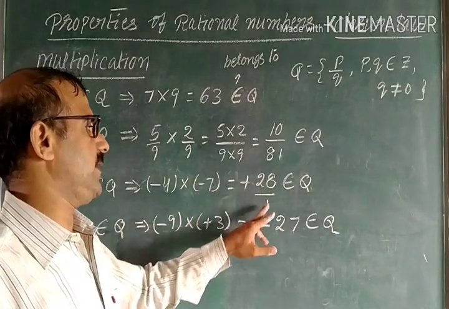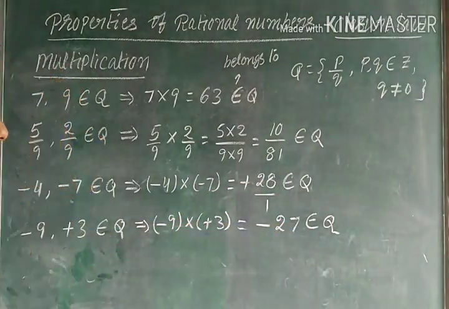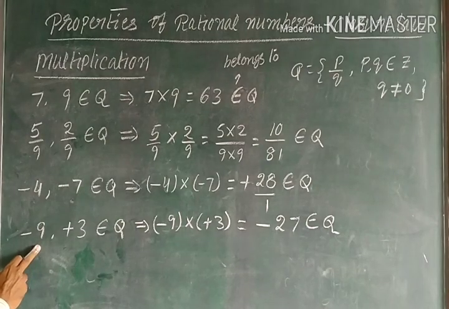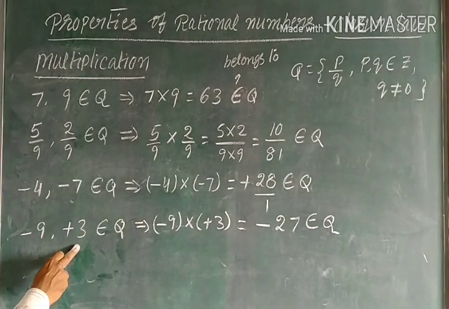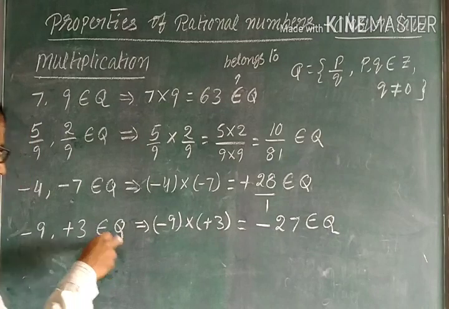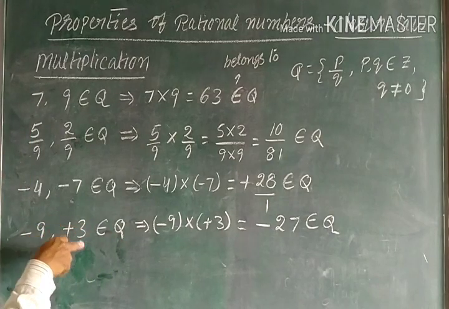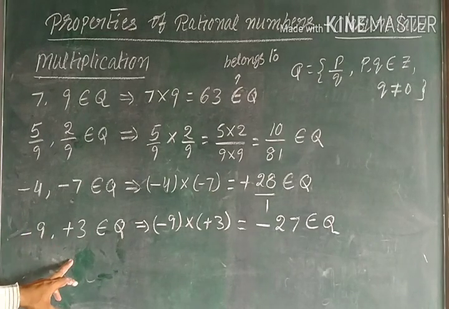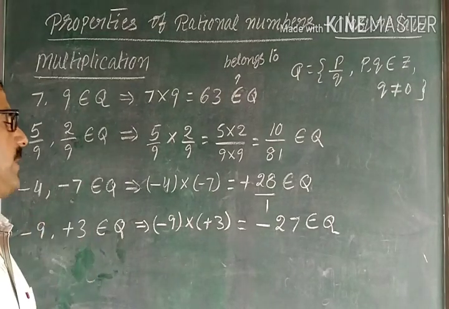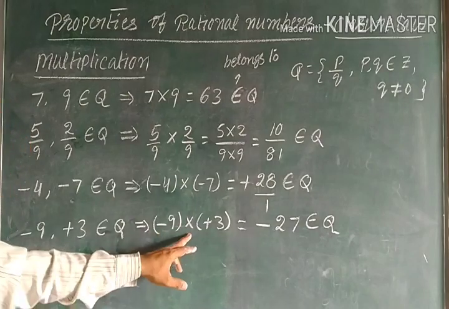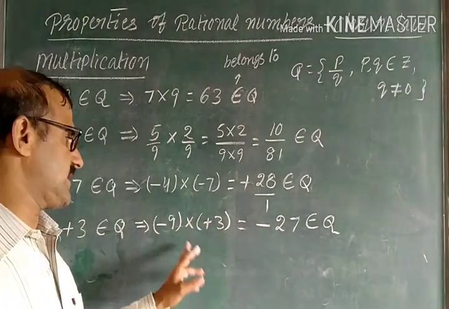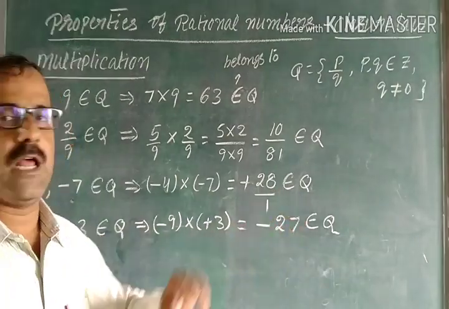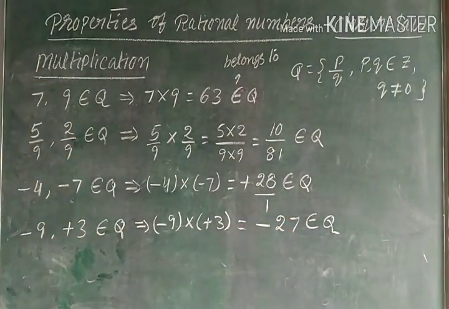So plus 28 by 1 belongs to Q, is also a rational number. Next, minus 9 and plus 3 belong to Q, means minus 9 is a rational number, plus 3 is also a rational number. Why? Because minus 9 can be written as minus 9 by 1, plus 3 can be written as 3 by 1. So their product, minus 9 into plus 3, is minus 27, which belongs to Q. So minus 27 is also a rational number.